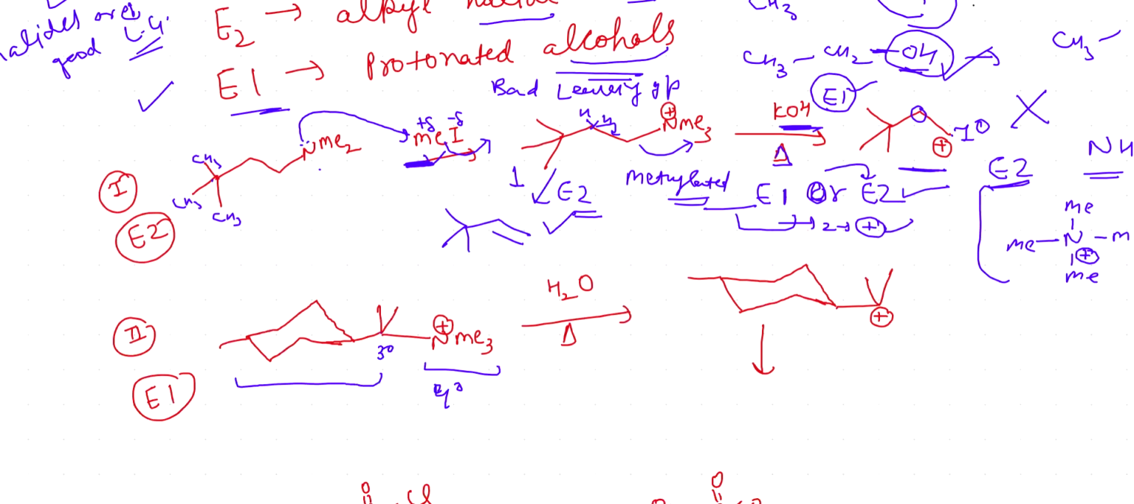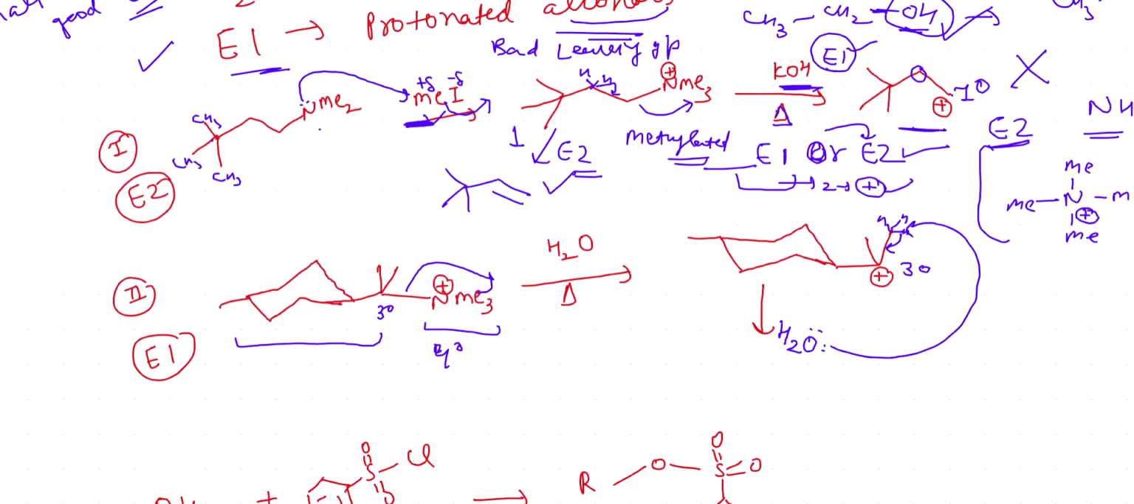Again we suppose it is proceeding via E1 mechanism. What will happen in E1 mechanism? First the leaving group is removed, thus forming a carbocation. So this is a tertiary carbocation. Then water will abstract the hydrogen from the alpha carbon and form a double bond. So basically, it depends upon the nature of the substrate to which it is attached. Clear?